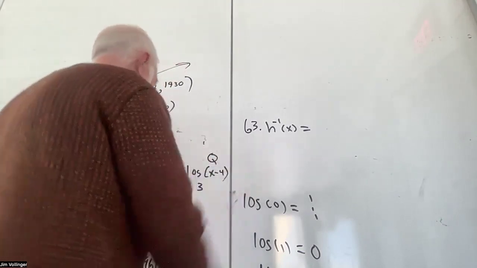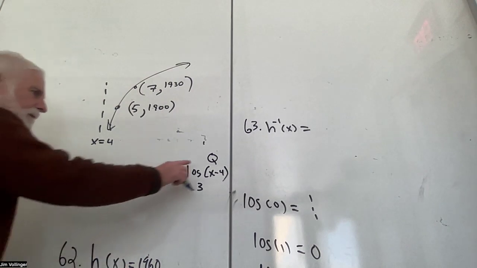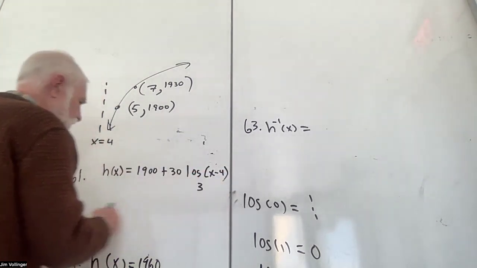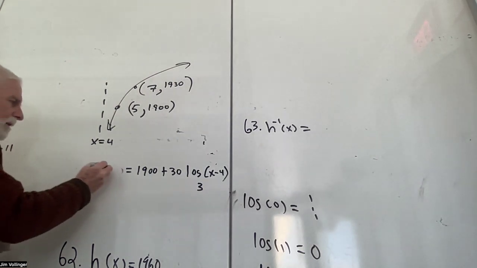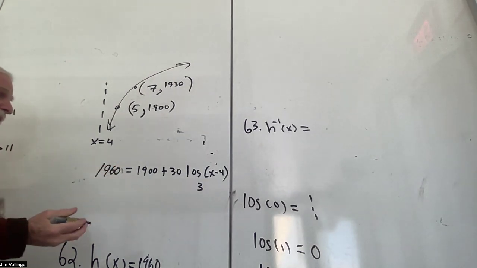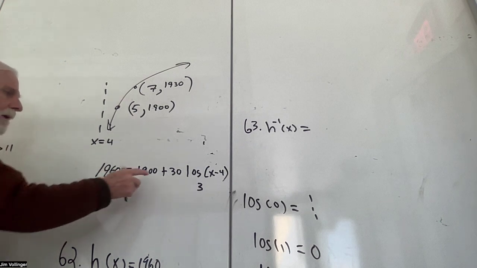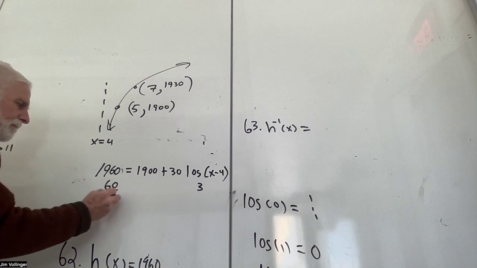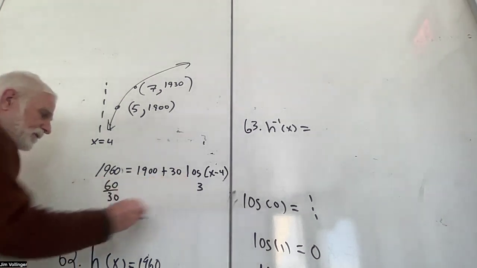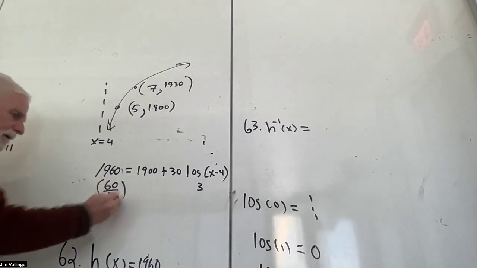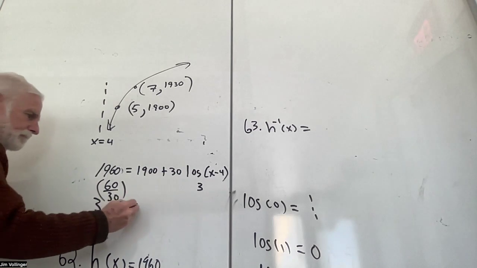All right, so the inverse. Well, let's solve for 1960. I'm going to put the 1960 on this side so I have some space. So how are we going to solve this? I think we're going to subtract 1900. I think we're going to divide by 30. What's the inverse of log base 3? 3 to the. Okay, and then I think the last thing I'm going to do is add 4.